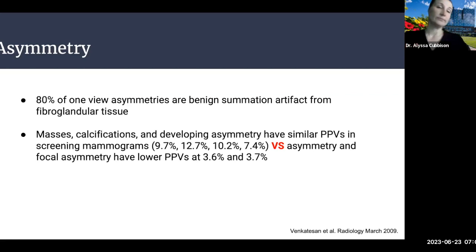But certainly cancer does present in this way. We'll go on to discuss more about that. So it does justify a callback if you really believe it to be a true finding discrete from normal tissue.